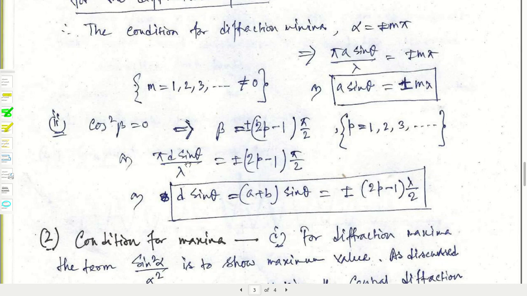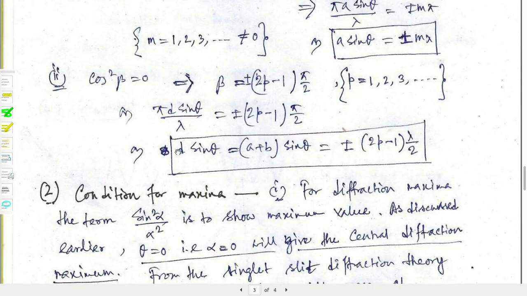So put the value of beta, and from here you can find d sin theta, which is (a plus b) into sin theta. d is equal to a plus b, we know that, I have shown it earlier. So (a plus b) sin theta is equal to plus minus (2p minus 1) into lambda by 2, which is the condition for interference minima, similar to the Young's double slit experiment minima condition.